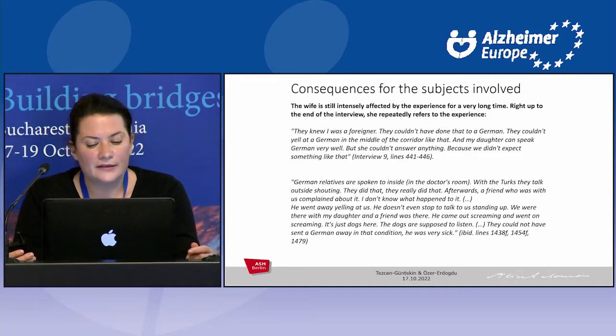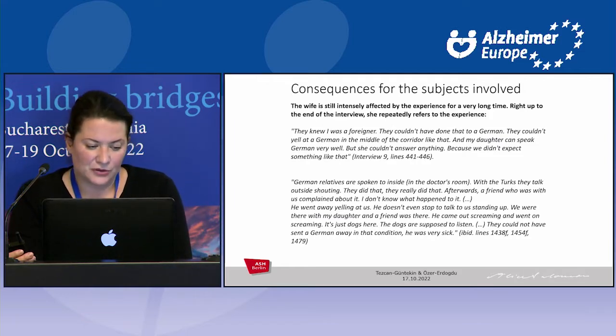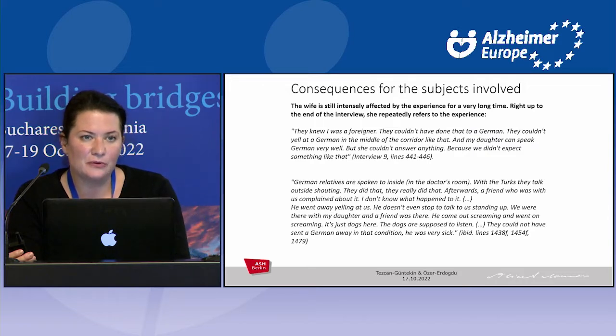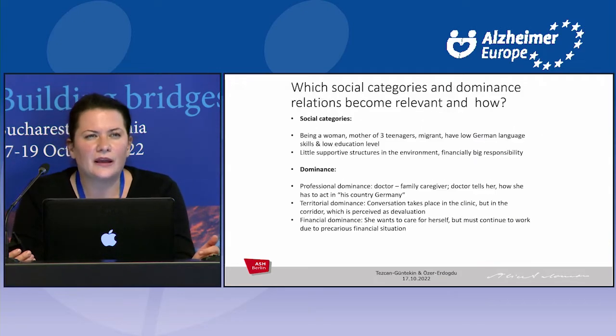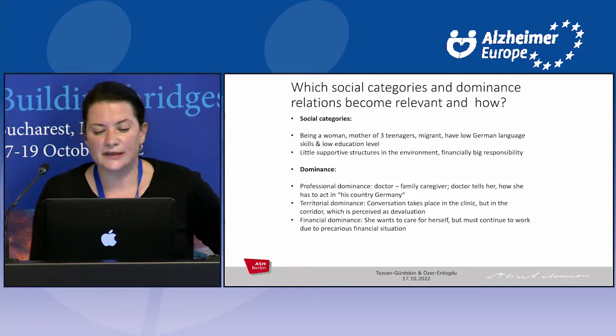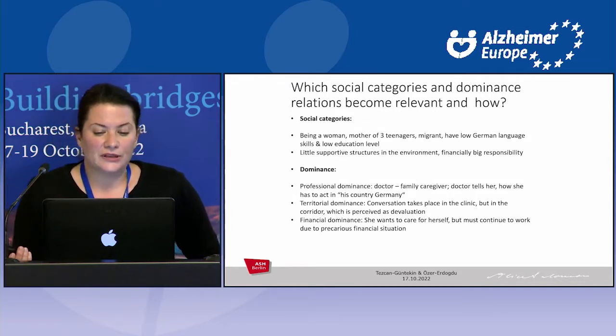The woman, she took this experience with her, the loss of the man and the experience of being treated like this. And if we ask now the questions of Riegel, which social categories and dominance relations become relevant and how, we have got some social categories like being a woman, mother of 3 teenagers, she's a migrant, she has low German language skills and a low educational level.